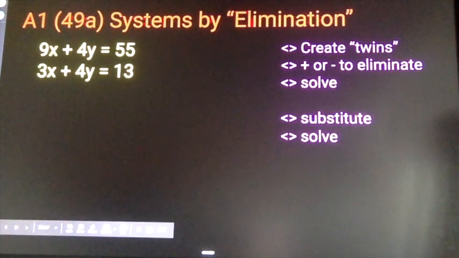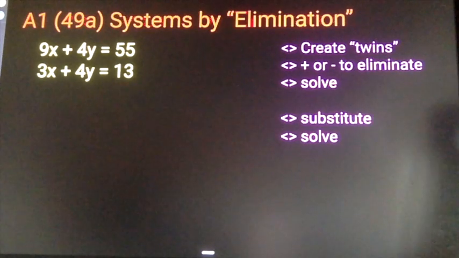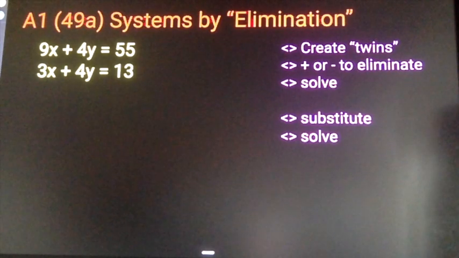Last one on part A for you to try. Hit pause. If you haven't tried any of them yet, hit pause, try this one, and then check your answer against mine.